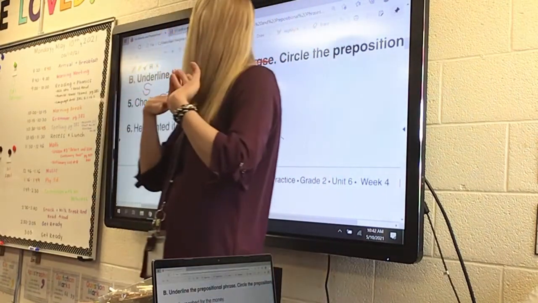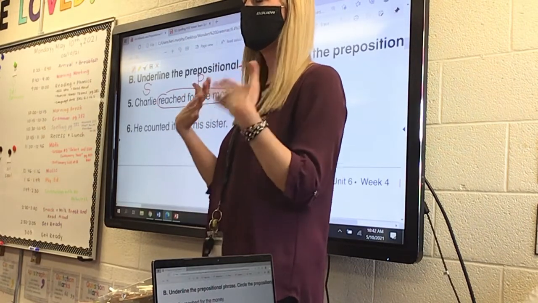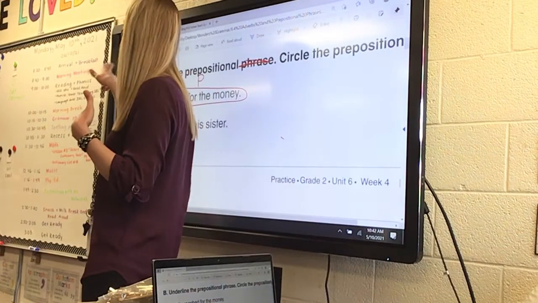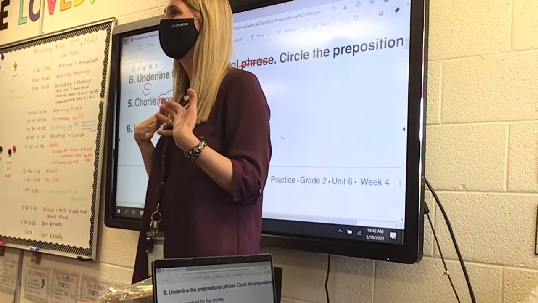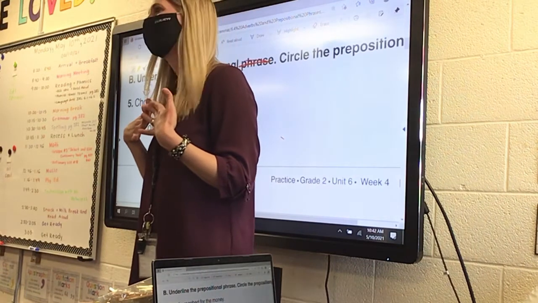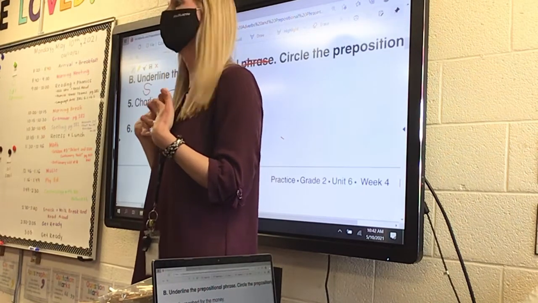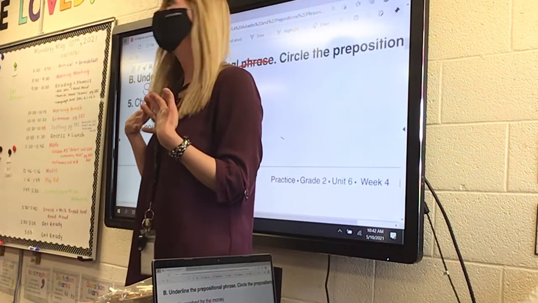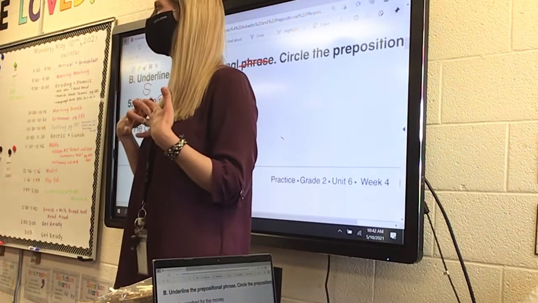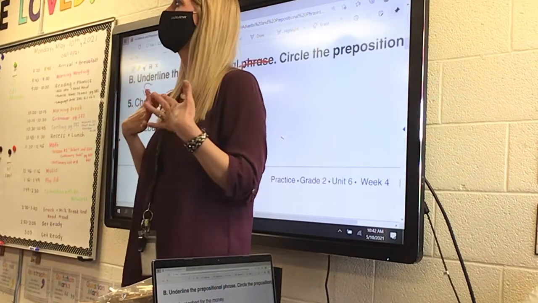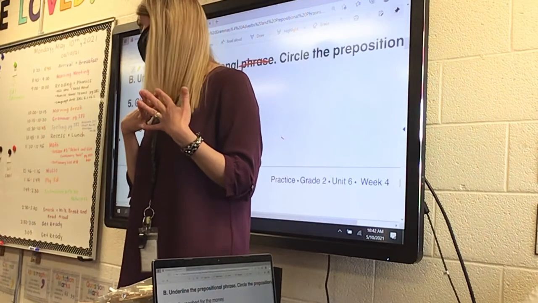Okay, number 6. He counted it with his sisters. Who can find the subject? Who is this sentence about? Riley, what do you think? Look at the beginning of the sentence. He counted it with his sisters. No, it's not about his sisters. Kinsley? Maybe about Connie? Yeah, but who is the sentence about? Charlie. But is the name Charlie there? No. What do they use?